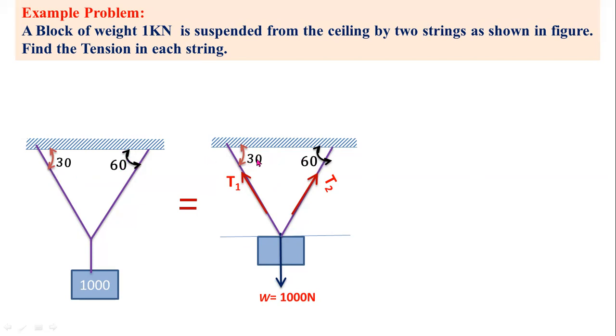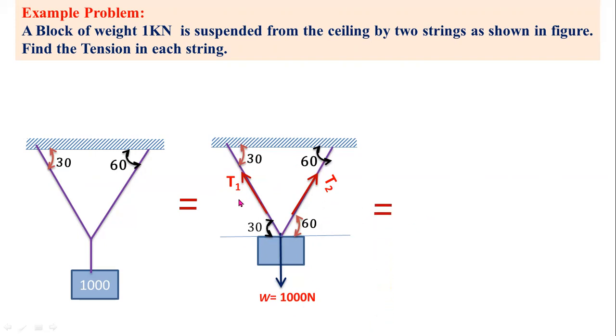Now you have to move these two angles with respect to the horizontal axis. Already we know that opposite angles are equal. So this 30 degrees, you have to move from here to here, and you have to move this 60 degrees from here to here. So opposite angles are equal.